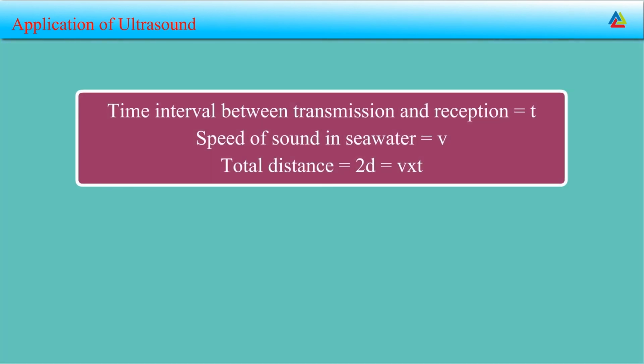Let the time interval between transmission and reception of ultrasound be T, and the speed of sound through seawater be V. Then the total distance 2D travelled by the ultrasound is equal to V multiplied by T. This method is called echo ranging.